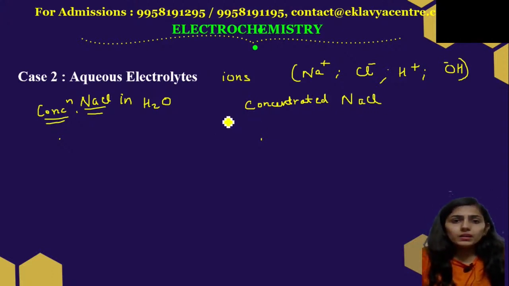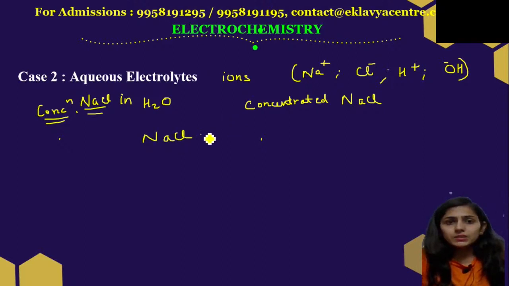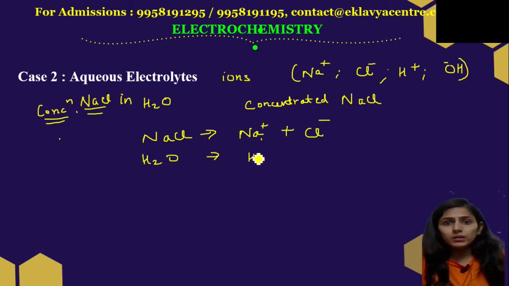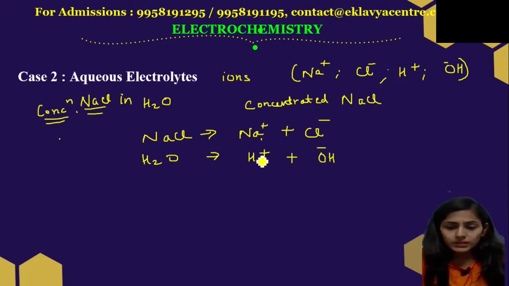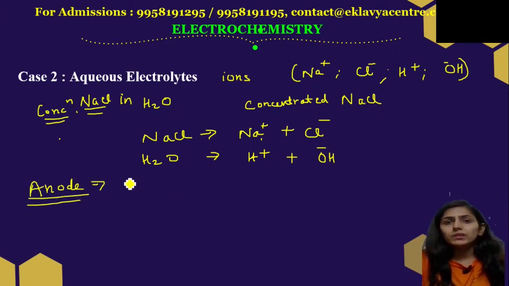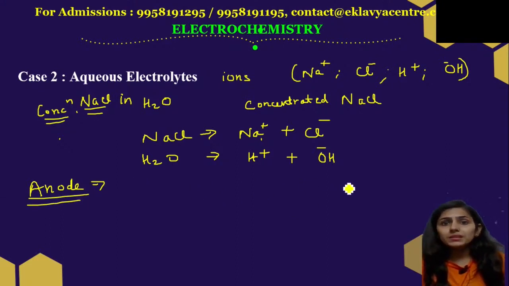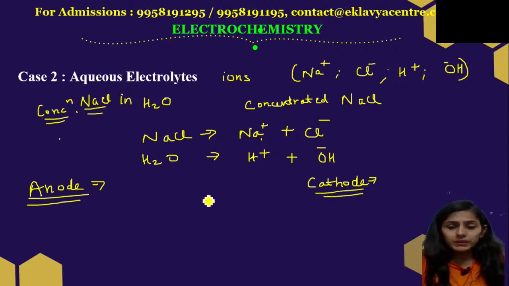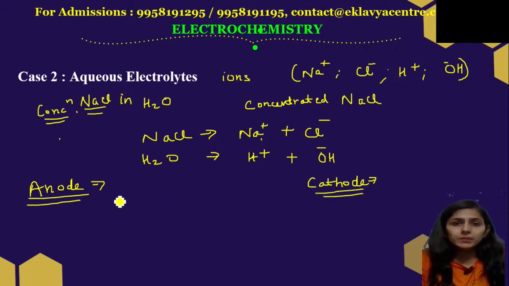Now we know that NaCl gets dissociated into Na positive ions and Cl minus ions, and water gets dissociated into H plus ions and OH minus ions. So this is how it happens. Now we have anode, and we know that oxidation takes place at anode, and at cathode, reduction takes place, right beta? So oxidation will take place at anode.